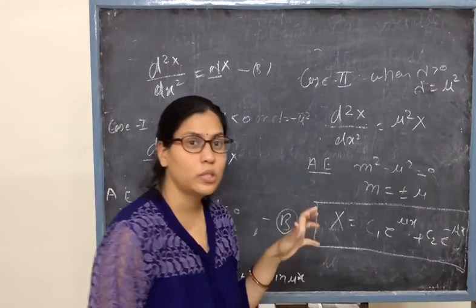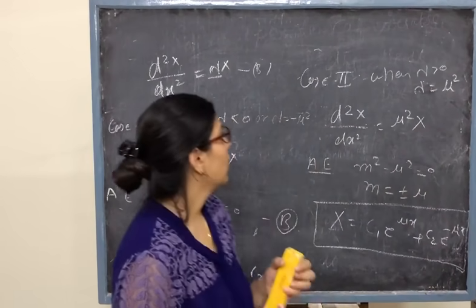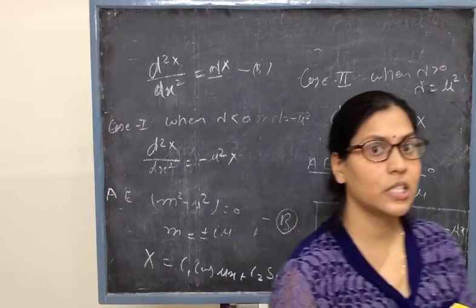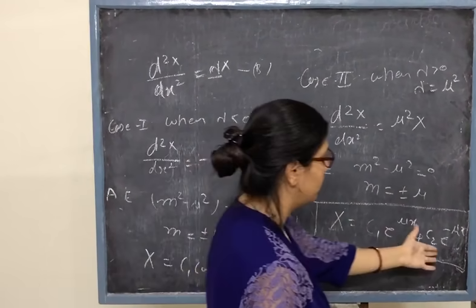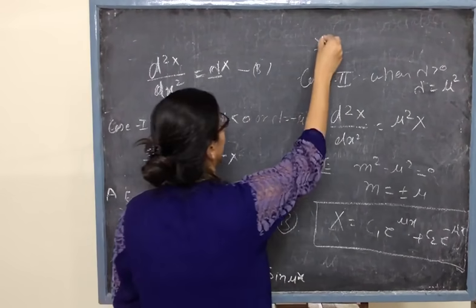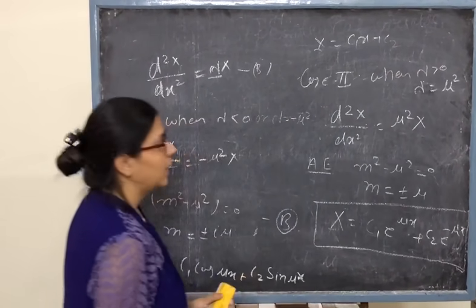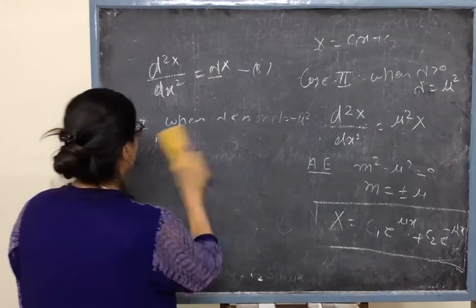Here the most important part is that the solution of the equation depends on the value of lambda. If lambda is less than 0, then we get this type of solution. If lambda is greater than 0, then we get this solution. And when lambda equals 0, what will we get? X equals c1x plus c2. Now applying our boundary conditions to these solutions.